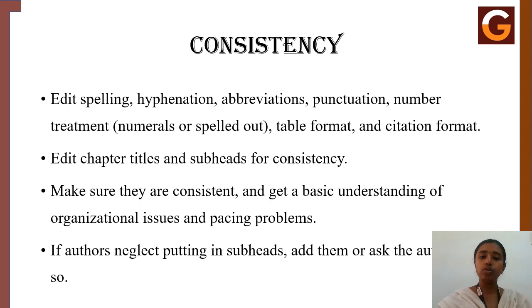And next, coming to consistency. Consistency is where certain things have to be balanced. When it comes to spelling or hyphenation, when a word is used for the first time, it has a spelling, and the same spelling has to be maintained throughout.